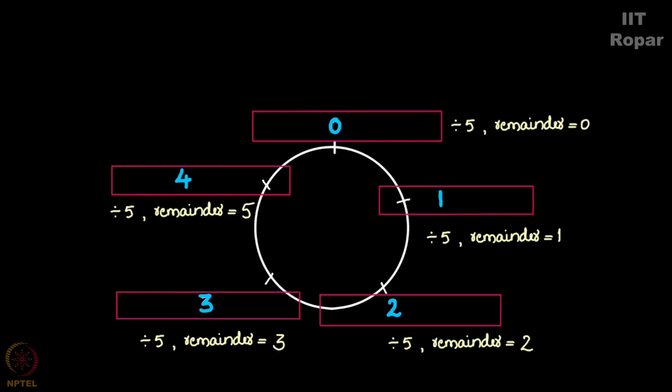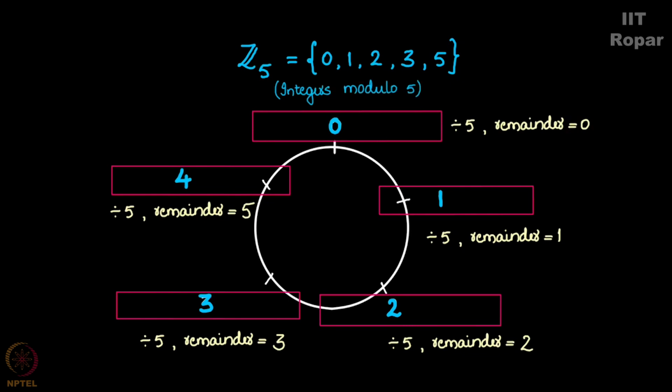This represents a very, very important group in group theory. It is called Z5. And the elements of Z5 are 0, 1, 2, 3 and 4. There is 5 over here, but it is actually 4, right? This is called integers modulo 5.